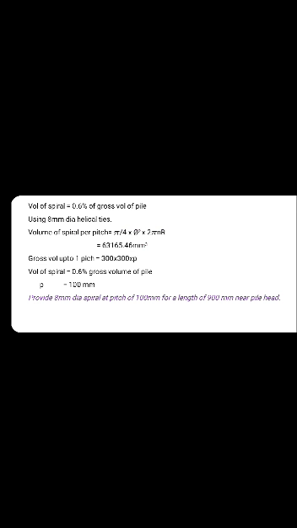Volume of spiral per pitch is equal to pi by 4 into phi square into 2 pi n r, where phi is the dia of tie, which is 8 mm, n is the number of coils per pitch length, and r is the radius of helix, that is 200 by 2, which is equal to 100 mm.